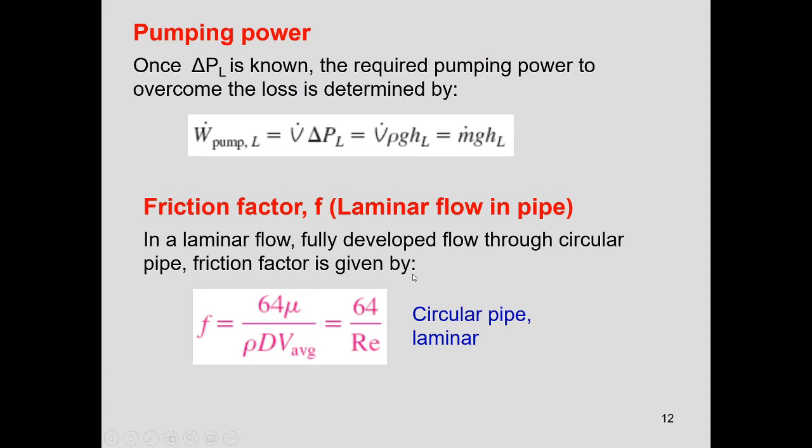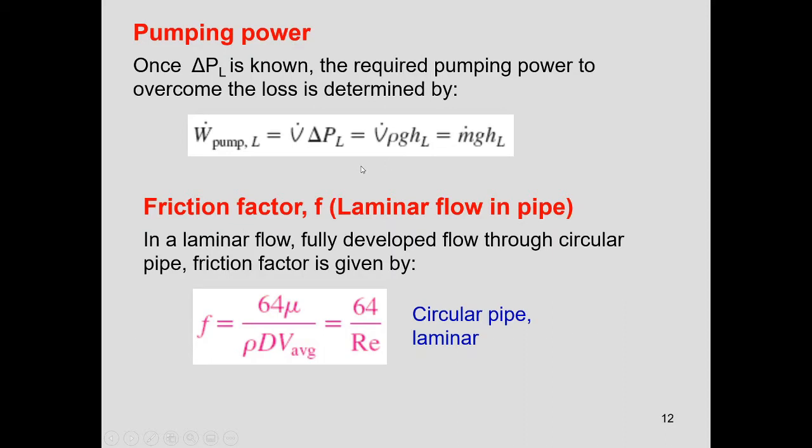You need to make note of these two equations to calculate the pump power. W pump is equal to V dot times delta P loss, or the pumping power to overcome the losses is equal to m dot times g times HL, or V dot times rho g HL.